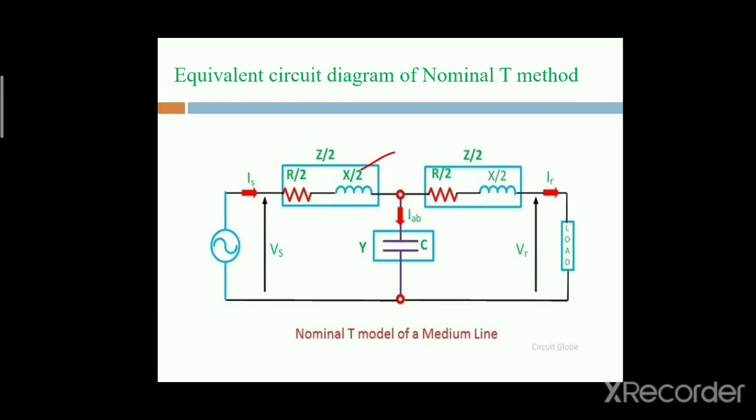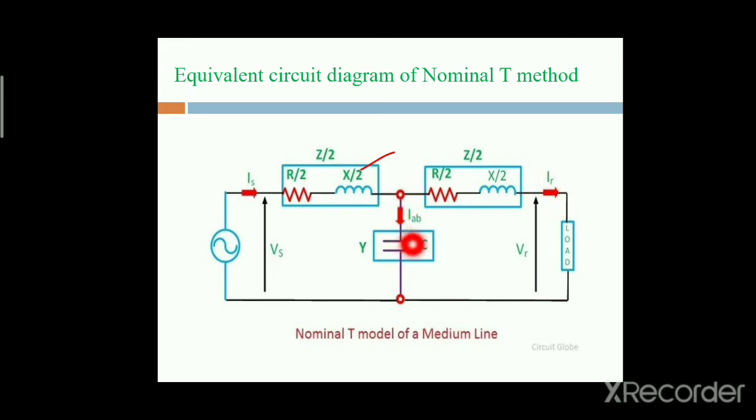Okay, next, this is the sending end voltage Vs, then the sending end current Is. This Is current is flowing through like this. At the junction point, that Is is divided into two currents, that is IAB and IR. IR means the receiving end current.